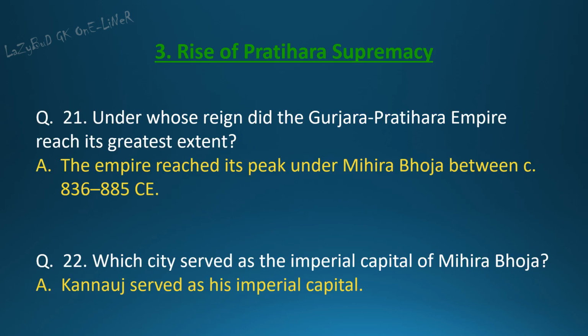Section 3. Rise of Pratihara supremacy. Question 21. Under whose reign did the Gurjara Pratihara Empire reach its greatest extent? Answer. The empire reached its peak under Mihira Bhoja between c. 836 to 885 CE.